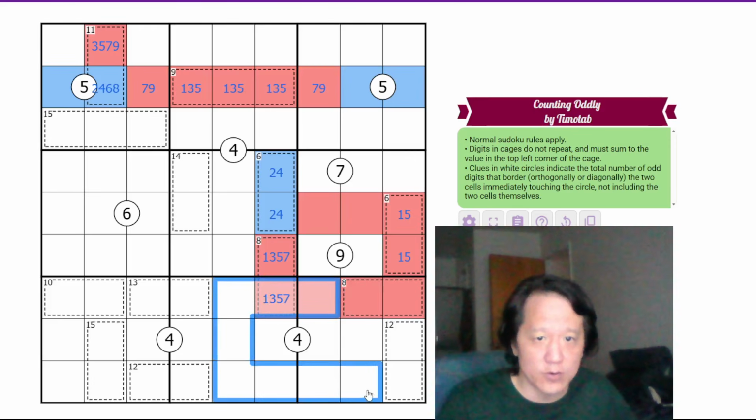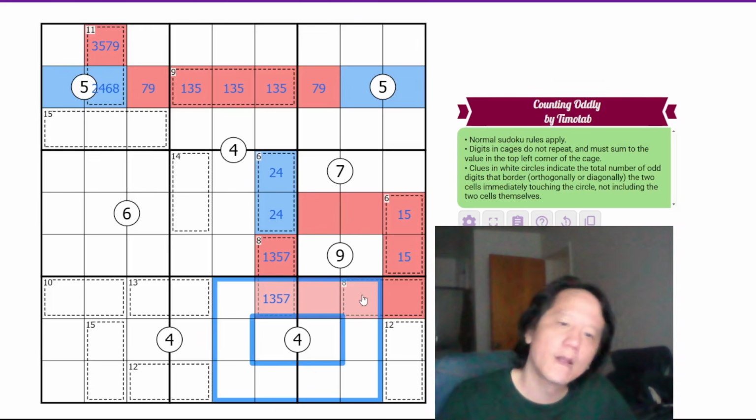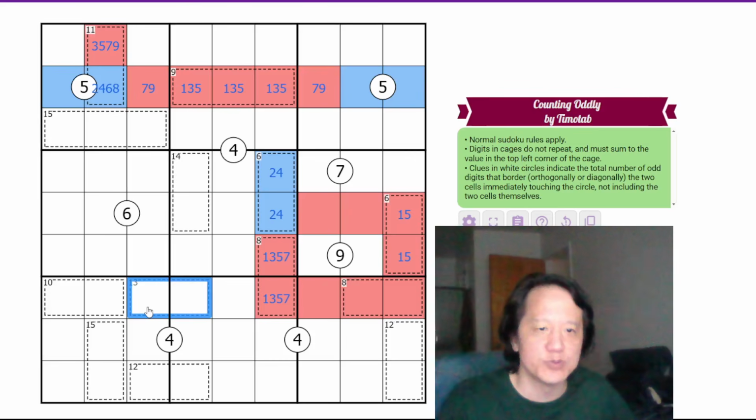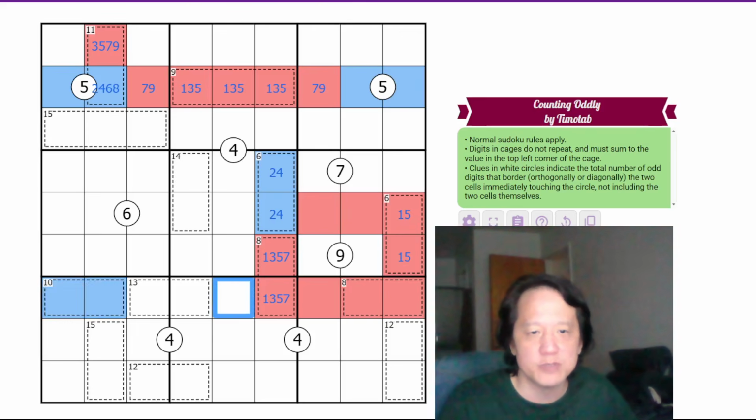This must have only 4 odds surrounding it, and we already have 3 there. This is guaranteed to have 1 odd and 1 even cell to add up to an odd sum, which is 13. Which means we have all the odd digits in row 7 accounted for. So the rest cannot be odd, therefore the rest must be even. So this is even, this is even.